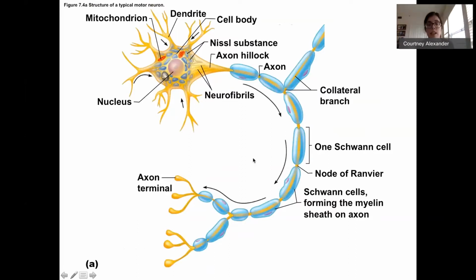Now, these axons are in some cases very long. Think about an axon that comes all the way from your spinal cord all the way to your big toe. That's a long distance to cover. And again, that myelin helps speed up the signal so that it can reach your toe in an instant.